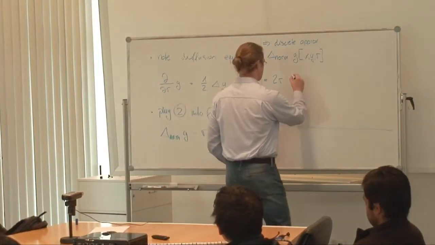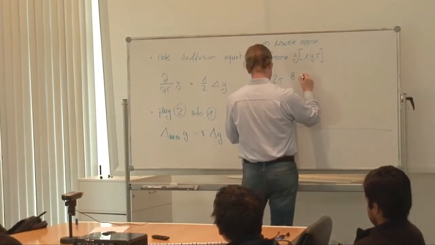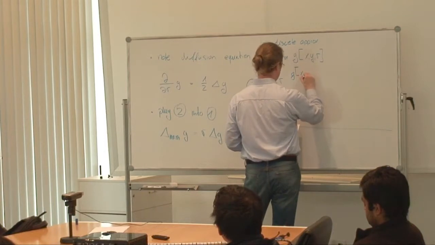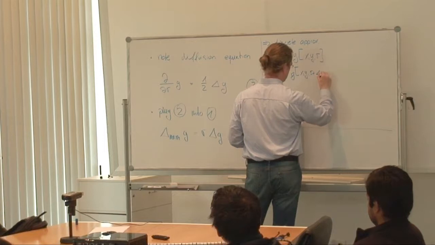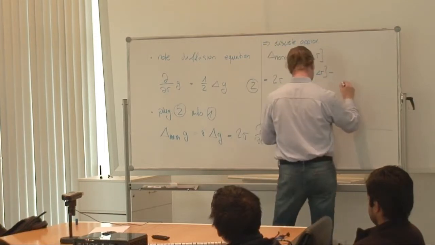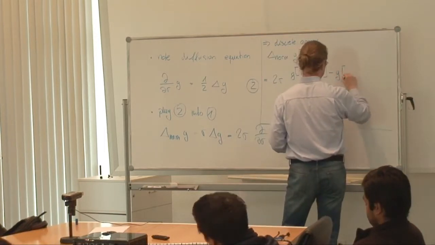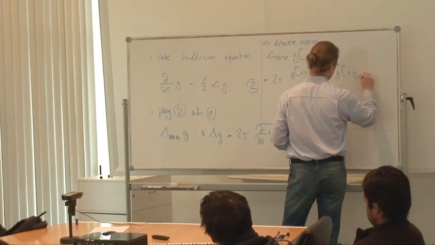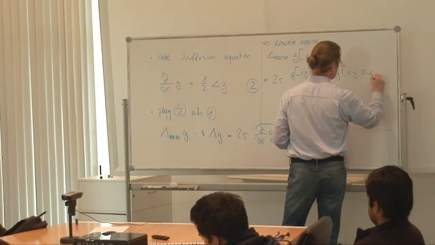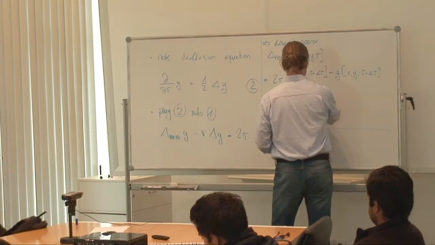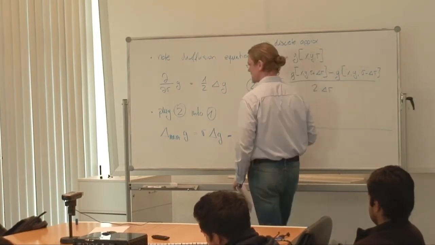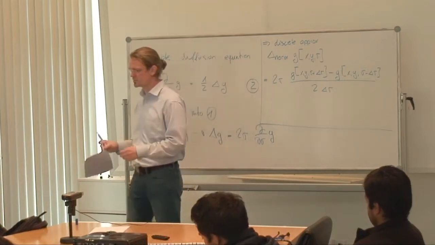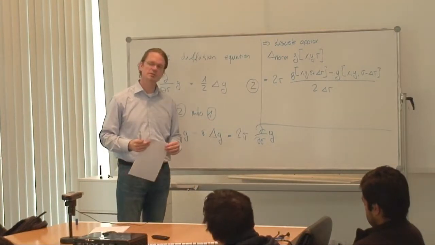I'll do it like this. G of x, y, sigma plus delta sigma minus G of x and y, sigma minus delta sigma. All of this divided by 2 delta sigma. So that is just a difference approximation of the differential here.